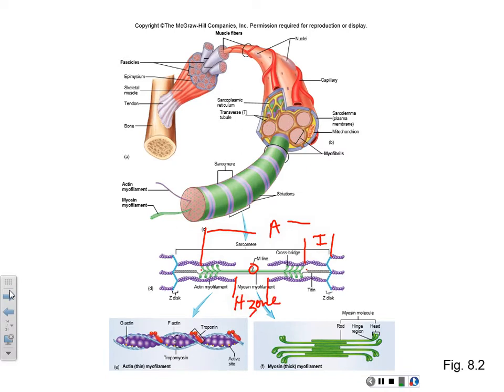And you can see when the Z lines are moving closer together, this is disappearing. In fact, when the muscle is fully contracted, the H zone is completely disappeared. All right? And the I band is also almost completely disappeared too, because the Z line will be right there by the myosin. So there will be no I band. The A band is going to still remain the same length from here to there. Okay?